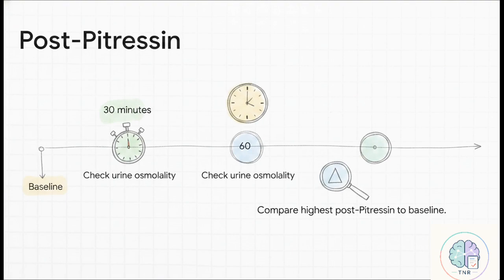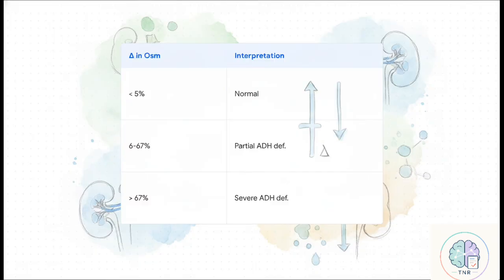But the monitoring isn't quite over yet. After injecting the pitocin, you need to check the urine osmolality exactly 30 minutes later and then again 60 minutes later. The ultimate calculation here is to take the highest urine osmolality recorded after the pitocin injection and compare it to the osmolality you took right before the injection. That final comparison gives us the delta, or the change in urinary osmolality.